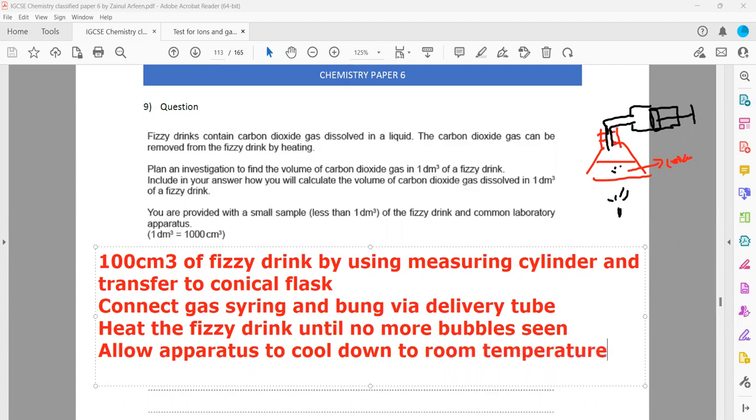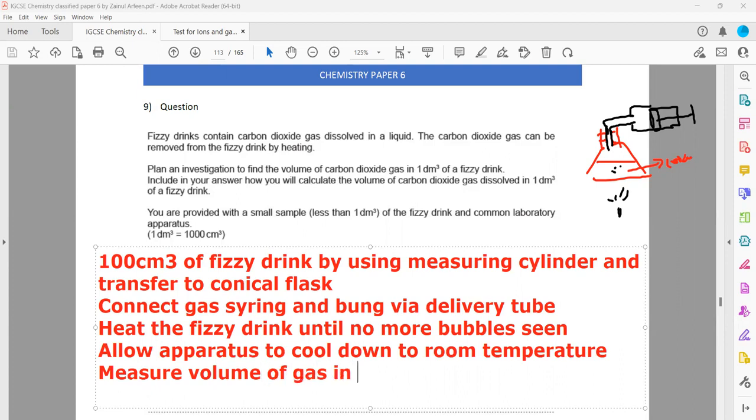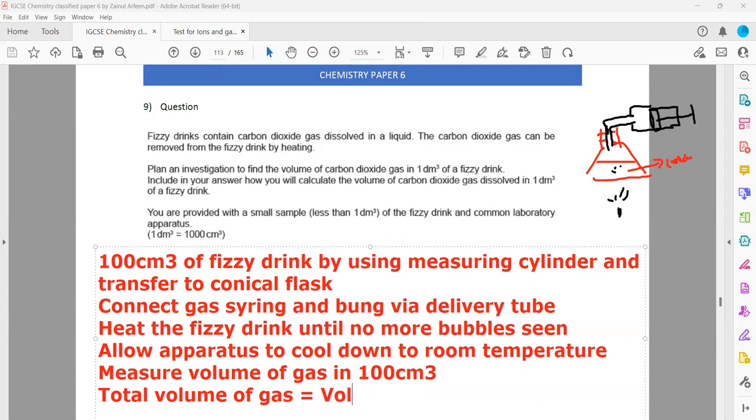And after, when it cools down, we will measure the volume of the gas in 100 cm cube. Then the total volume of the gas is equal to the volume of gas times 10. Why times 10? Because we need the total volume of the gas in 1000 cm cube, which is 1 dm cube. That will be the volume of the gas which we collect, and we multiply by 10. That will give us the total volume of the gas.